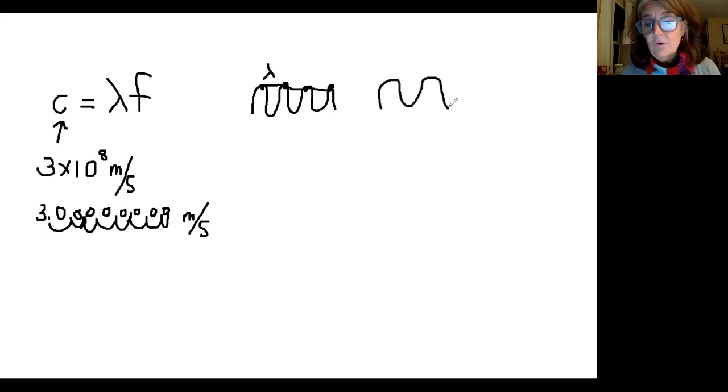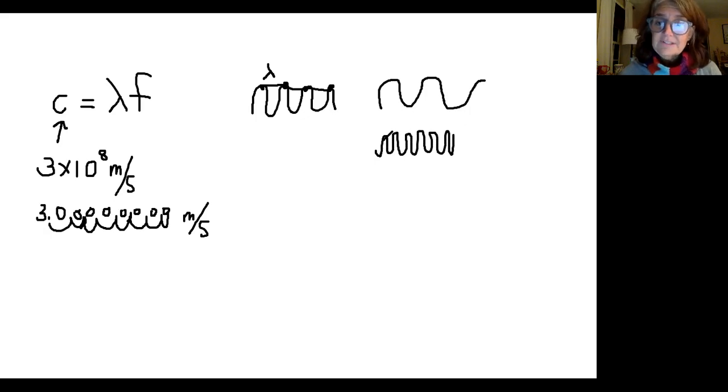This has a lower frequency than this. This has many more waves per second, right? Notice that the wavelength here is shorter. Here you have a long wavelength when you have a very low frequency, and we call frequency F. We have a very long wavelength, which we call lambda. Okay? So let's take a look at this.